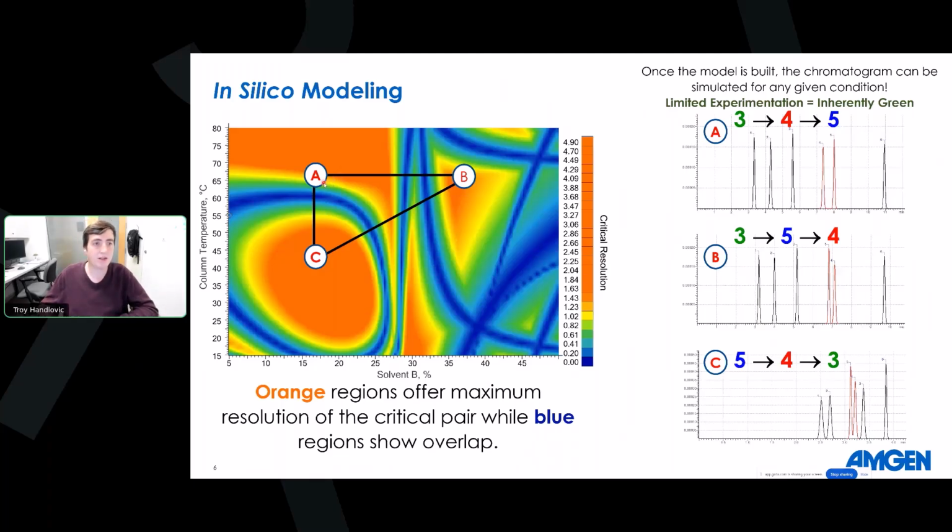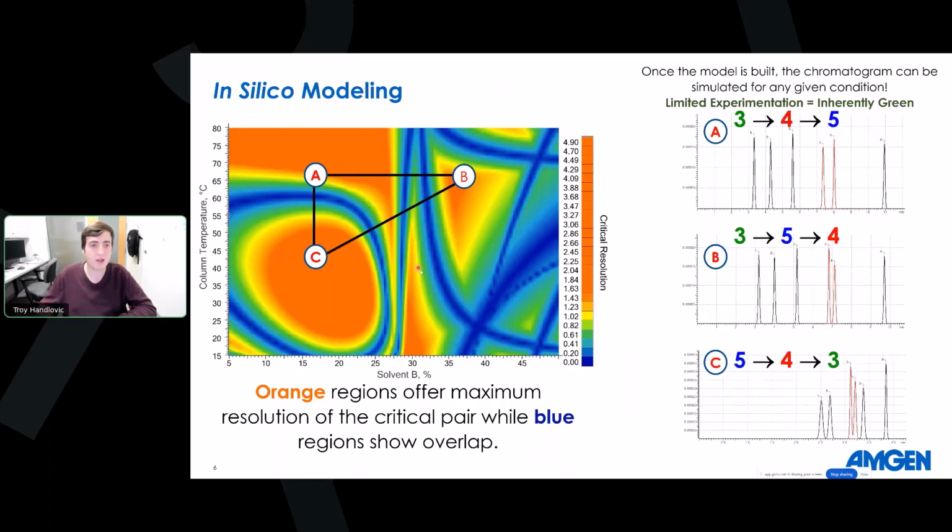So if we were to click on area A here, we would get the chromatogram of the conditions at area A. And then you could see that the peaks are in the order of 3, 4, 5, the critical peaks. But as we go to B, we cross over these blue lines. So I believe you have 4 crosses over 5, and now we see that the order is 3, 5, 4. And likewise, if we were to go to C, we see that the peak order is 5, 4, 3.